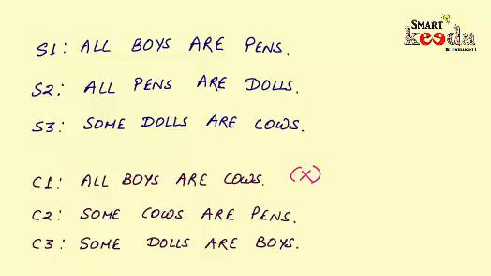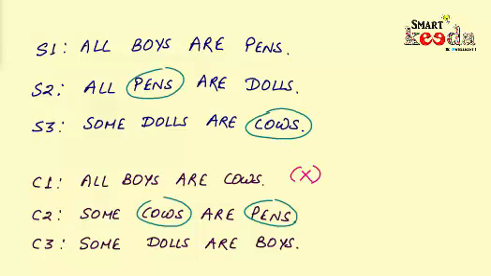Now in conclusion 2, we need to find a relationship between the classes of cows and pens, and if we look at the statements, we can find cows here and pens here. Now it has become very easy, as in the previous case we have already witnessed that the middle term, which is dolls here, is not being distributed in either S2 or S3, and therefore we cannot find a definite conclusion between the classes of pens and cows. Therefore conclusion 2 does not follow either.